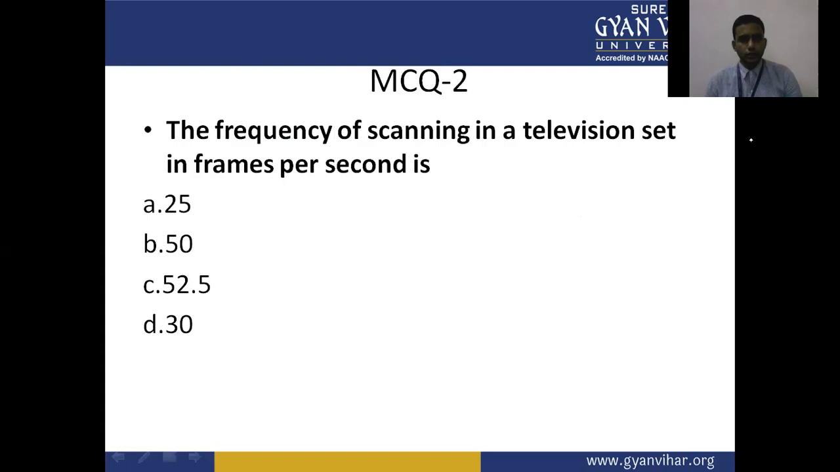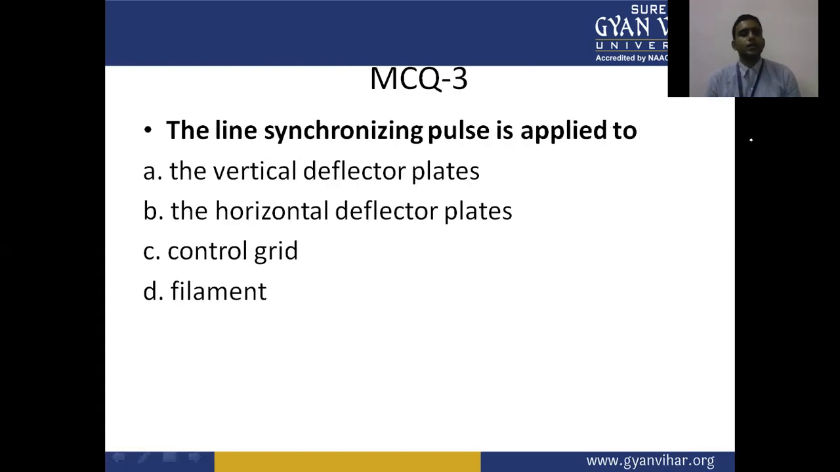Second multiple choice question: the frequency of scanning in a television set in frames per second. Option A 25, B 50, C 52.5, D 30. The line synchronizing pulse is applied to: A, the vertical deflector plates; B, horizontal deflector plates; C, control grid; D, filament.